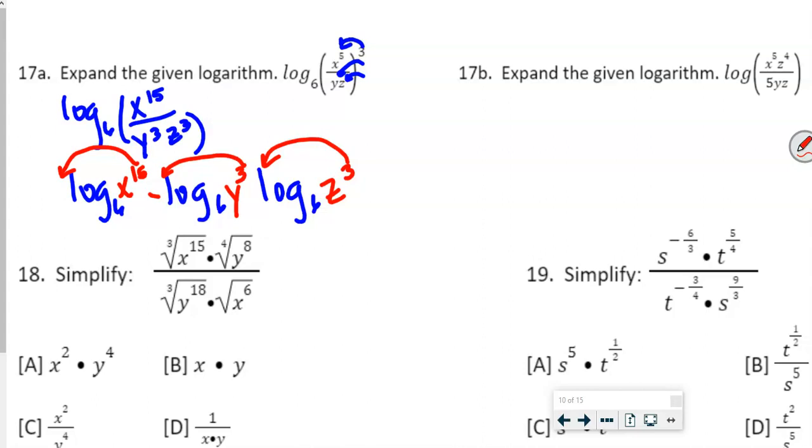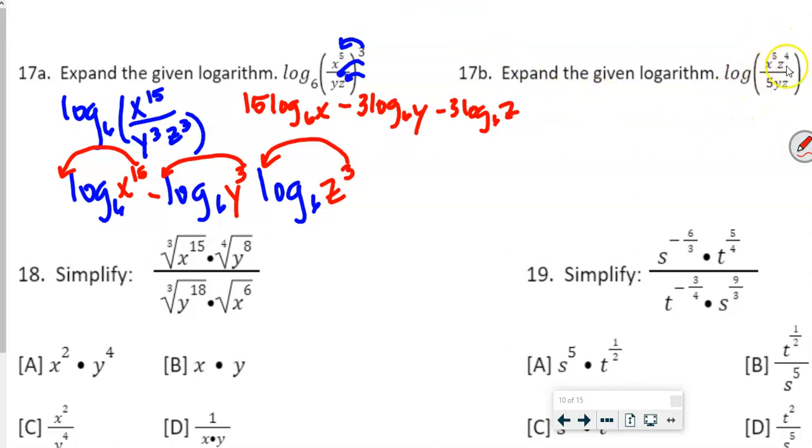I'll write it right here. So this is going to be 15 log base 6 of x minus 3 log base 6 of y minus 3 log base 6 of z. And 17b says the same thing, expand.